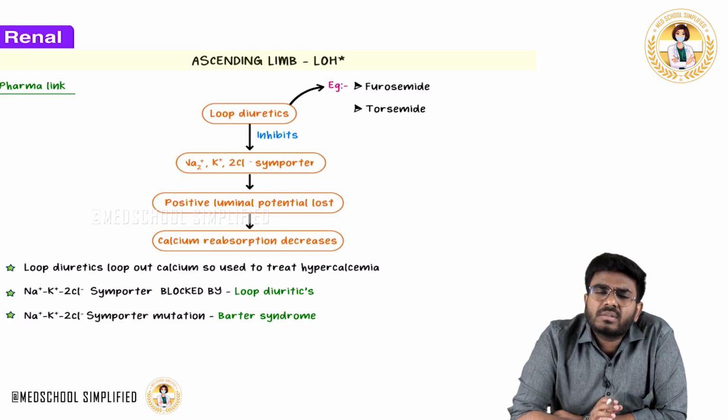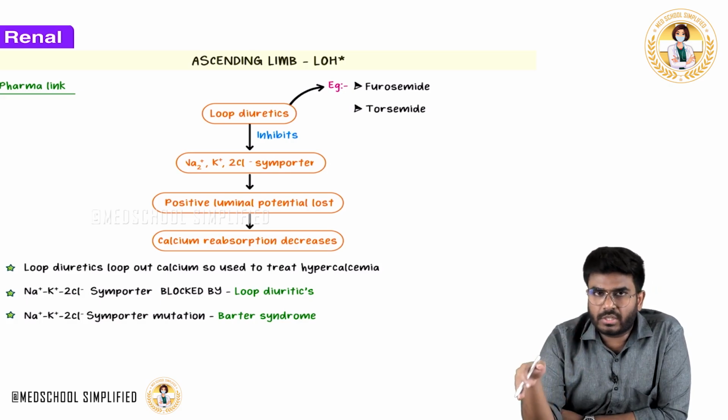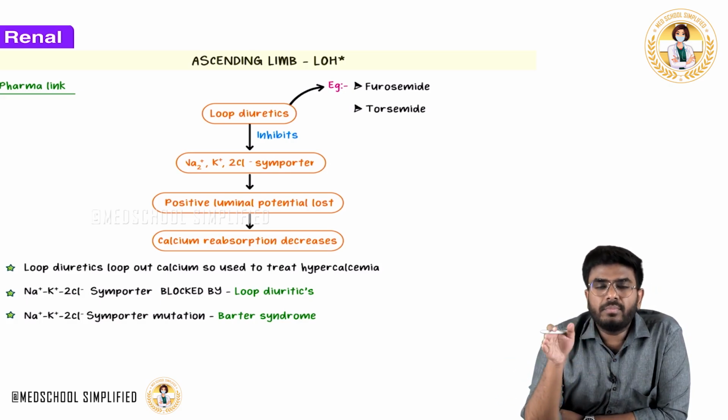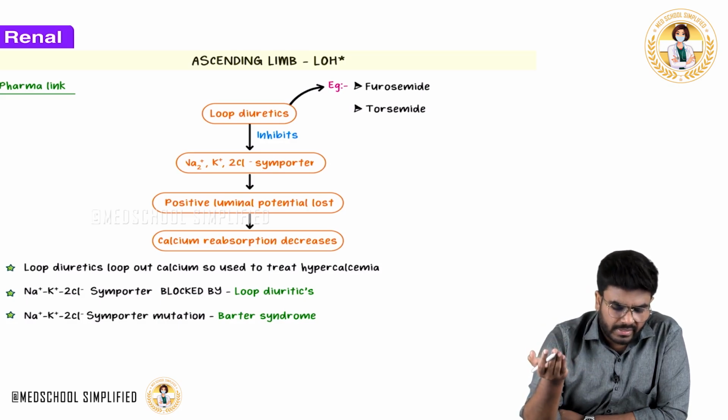Now whenever the sodium potassium 2 chloride importer is inhibited, it means the sodium ions are not getting reabsorbed, chloride ions are not getting reabsorbed. All this sodium and chloride is going to be lost in the urine. Wherever water goes, sodium follows. So all the sodium will be lost in the urine, and water follows the sodium. So there will be diuresis, in a simple way.